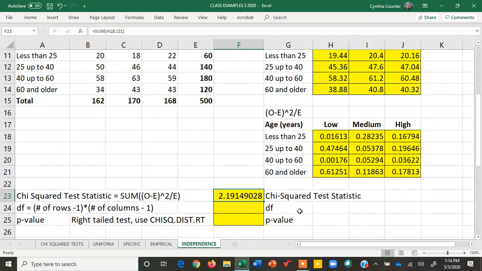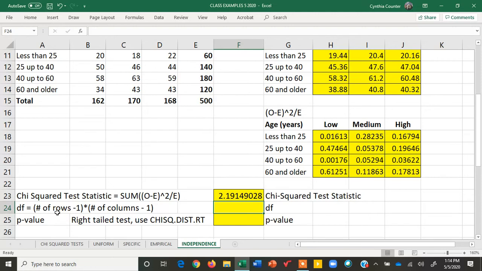That does not look very big. That looks pretty small. We'll find out then if we are right in saying that appears to be small. So remember, small test statistics tend to correspond to large p-values, which then support the null hypothesis.